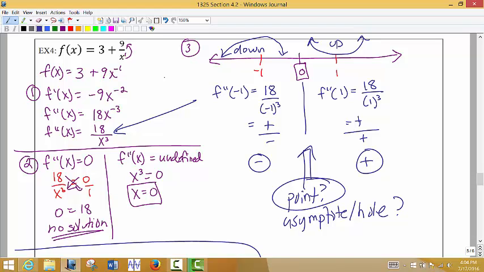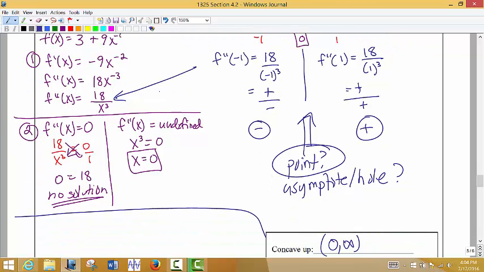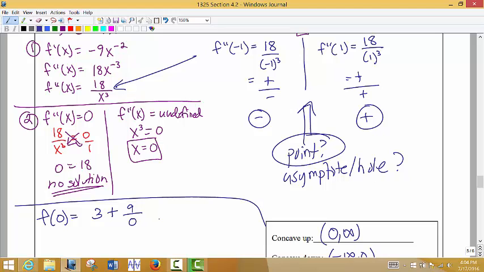So let's go back to the original graph, the original function here. F of x equals 3 plus 9 over x. What happens when we plug 0 into that function in place of x? Well, 9 divided by 0, that's undefined. How can I add 3 plus undefined? Well, I can't. The whole entire thing becomes undefined, which means, since we're not allowed to get something undefined out of a function, that at this particular point, we have an asymptote.